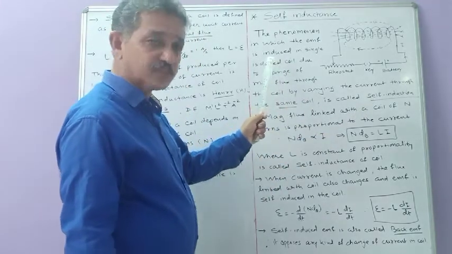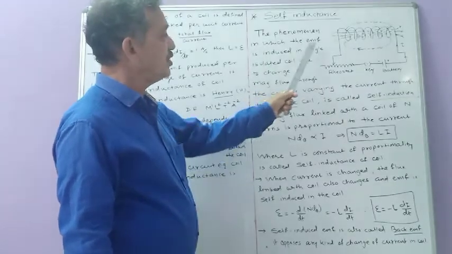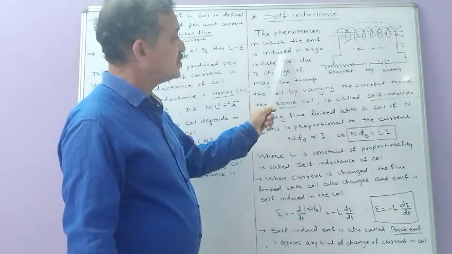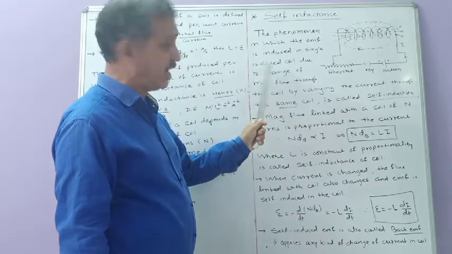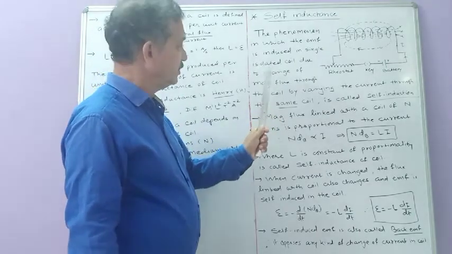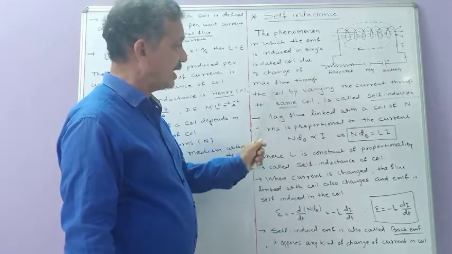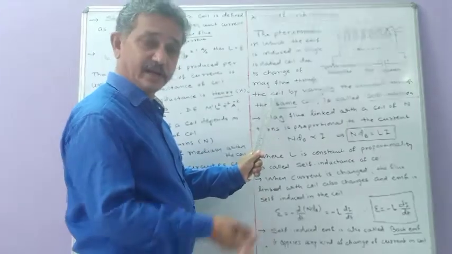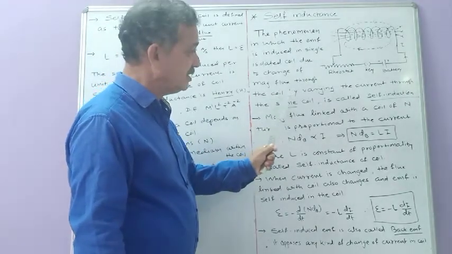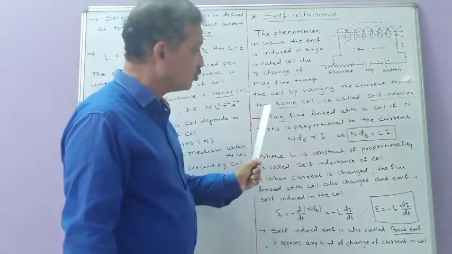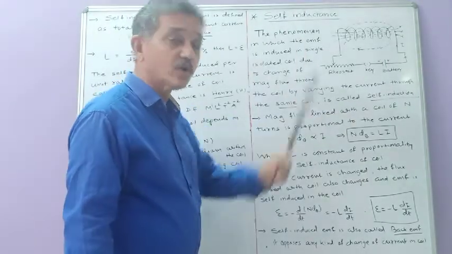So let us see the words here. The phenomenon in which an EMF is induced in a single isolated coil due to the change of magnetic flux through the coil, and this change of magnetic flux is due to what? By varying the current through the same coil is called what?